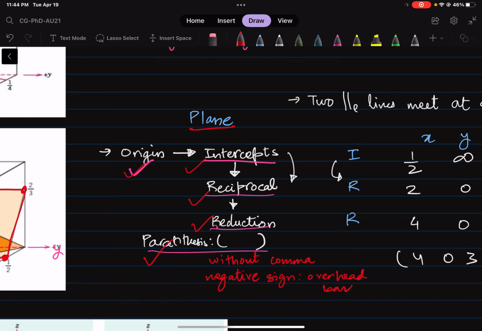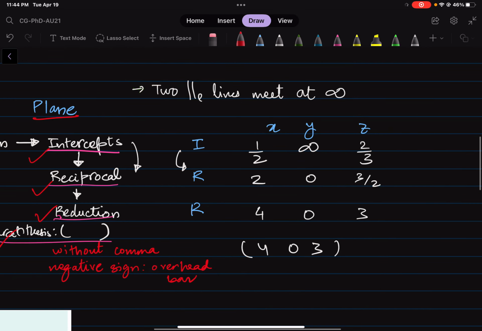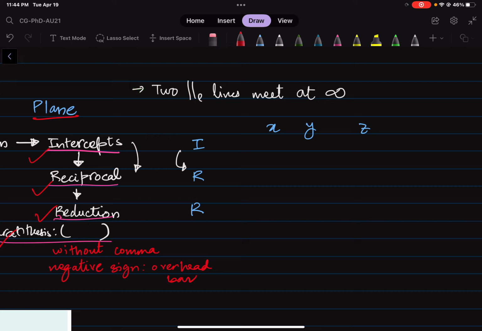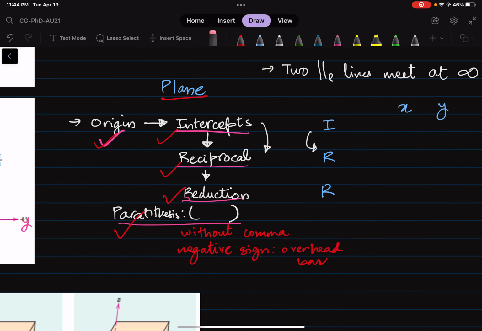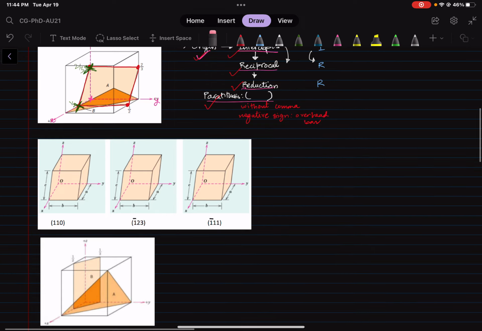Overhead bar. All right. I would highly recommend using this sort of tabular form that I wrote. It helps at least me to not get wrong answers, and it makes things smoother and simpler to understand.